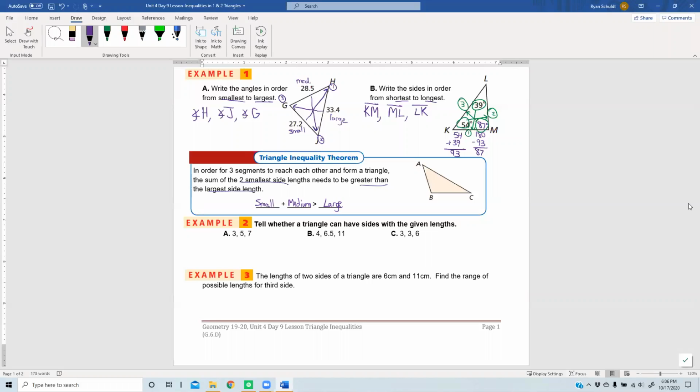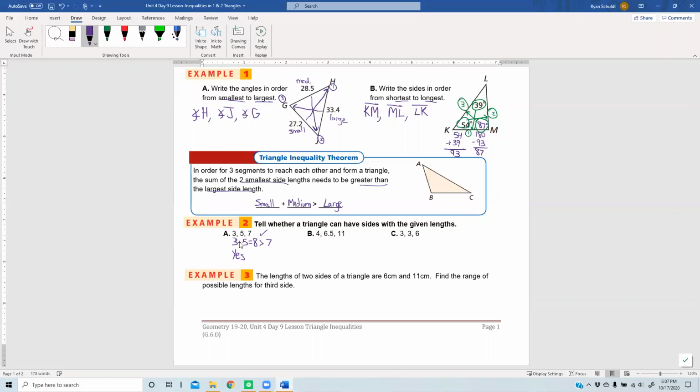Okay, so let's look at this next example. We have to say whether or not these can be sides. Well, first I gotta add my small and medium together. So three plus five gives me eight. How does that compare to my big side? It's greater. So can this be a triangle? Yes. That works, so we're good.